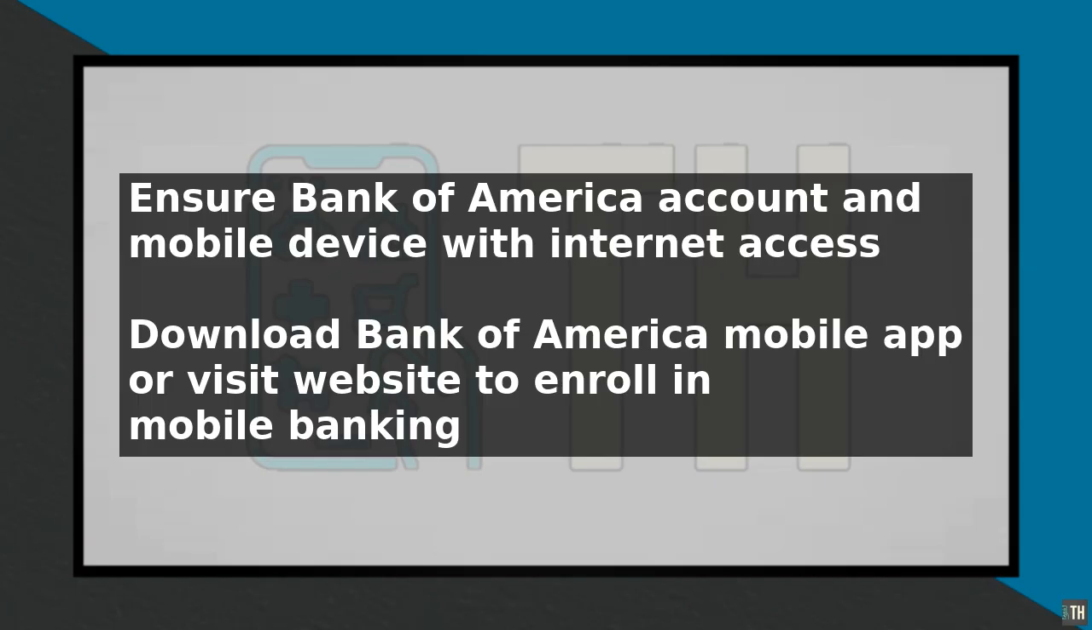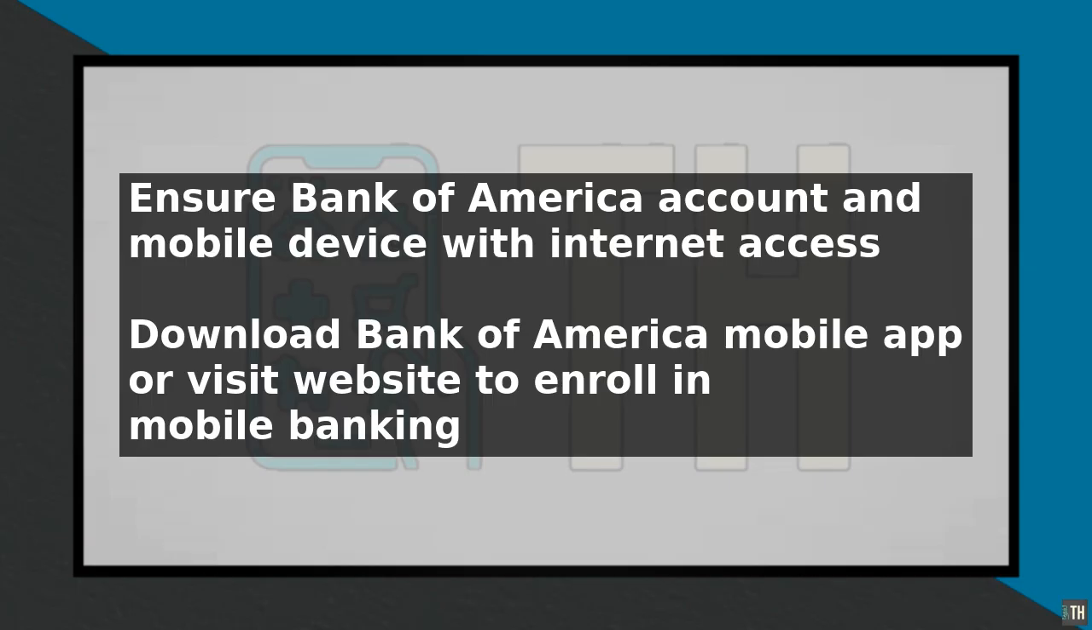First, you need to enroll in the Bank of America mobile banking service if you have not already done so. You can do this by downloading the Bank of America mobile app from the App Store on your device, or by visiting the Bank of America website on your computer. Once you have downloaded the app or accessed the website, follow the prompts to enroll in mobile banking.